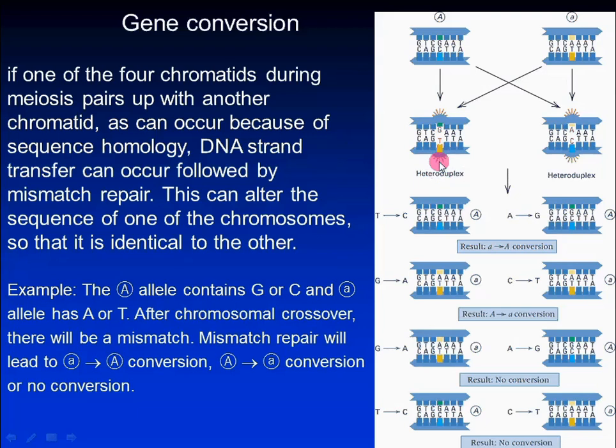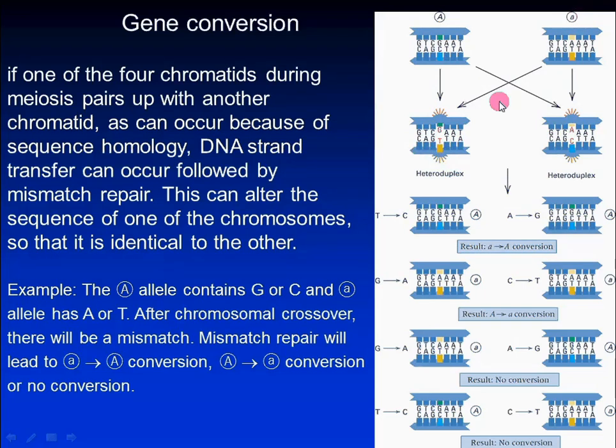Mismatch repair is going to fix the mismatch. If the top strand is the native strand and the bottom strand is a newly exchanged strand, there are 2 possibilities after mismatch repair. If T changes to C, the chromatids remain the same identity as the big A allele. But if G changes to A, the chromatids change the identity and become the small a allele.